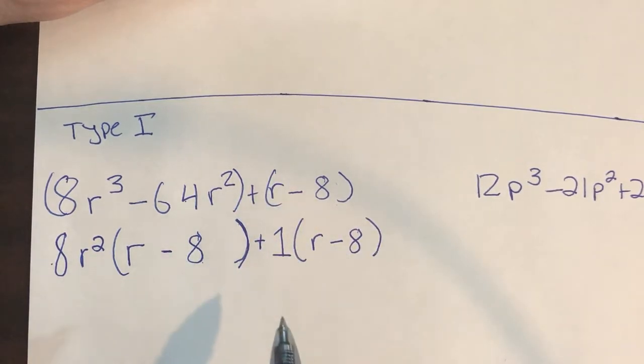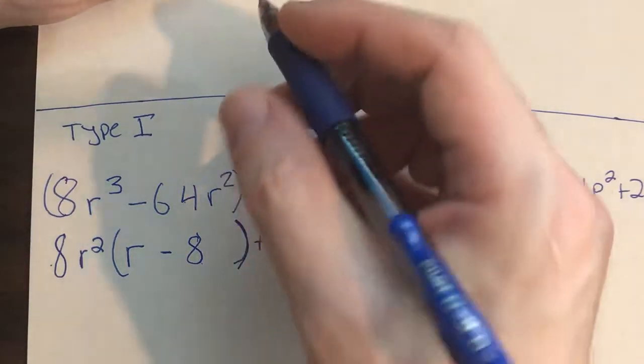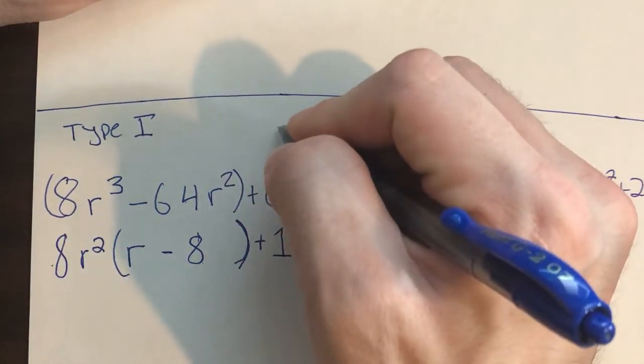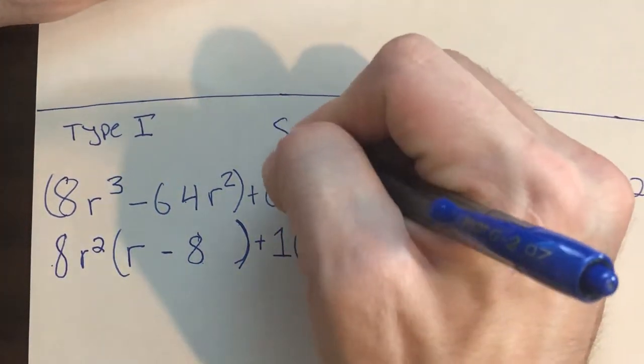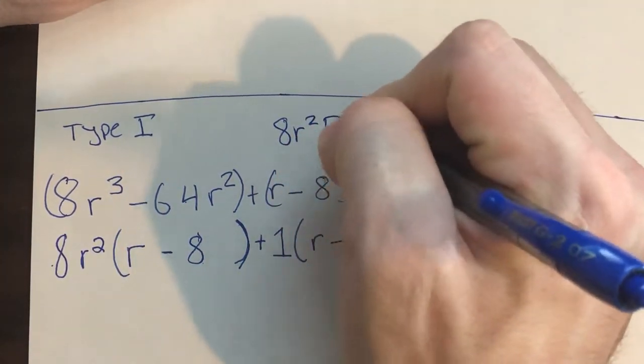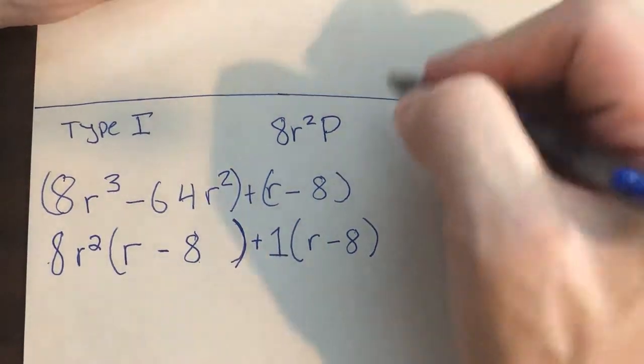And so what I'm going to do is undistribute this. To help you understand what's going on here, imagine if I had this. Let's say that I called this thing, I don't know, P.